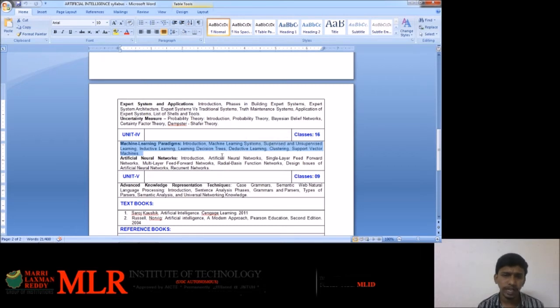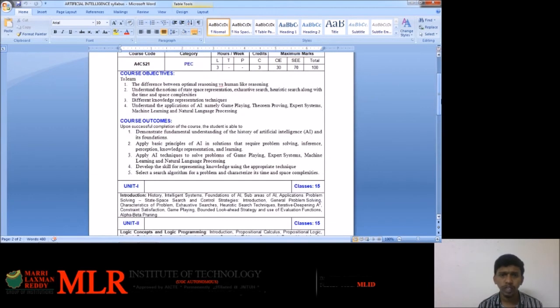All these things will be covered as part of the first part. And in the next part, we will be talking about advanced concepts of machine learning like artificial neural networks, recurrent neural networks, radial basis functions. All these things, like sigmoid functions and basic things, will be explained as part of your Unit 4.